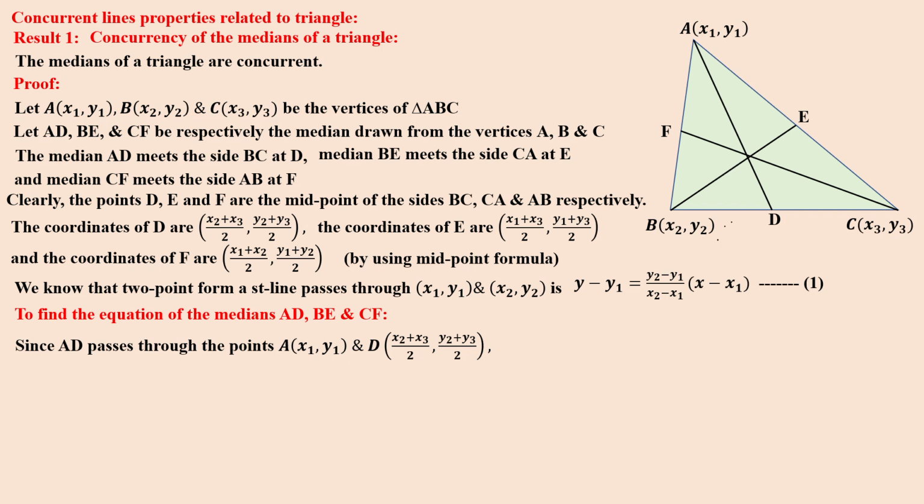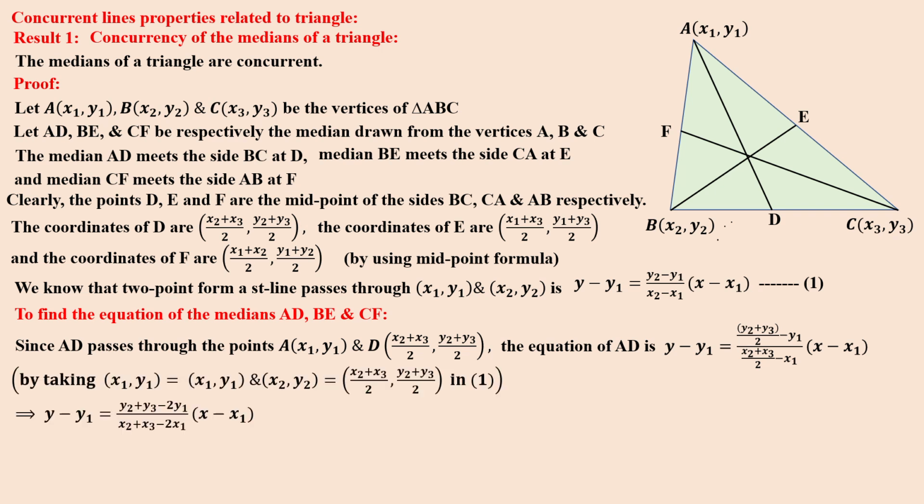We know the coordinate A is (x1, y1) and D is ((x2 plus x3) by 2, (y2 plus y3) by 2). So we are going to use the 2-point form of a straight line. So y minus y1 is equal to, in the formula you have y2 minus y1, so instead of y2 here you have the point D, so (y2 plus y3) by 2 minus y1. Similarly, denominator (x2 plus x3) by 2 minus x1, into x minus x1, right?